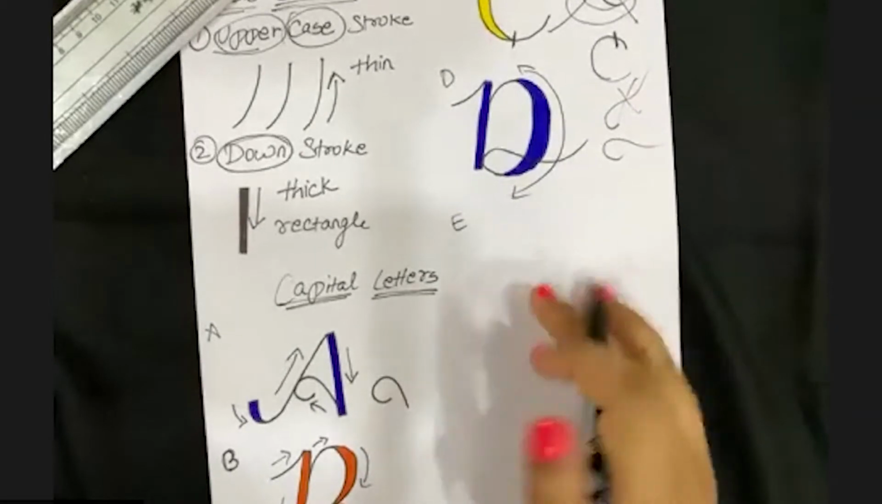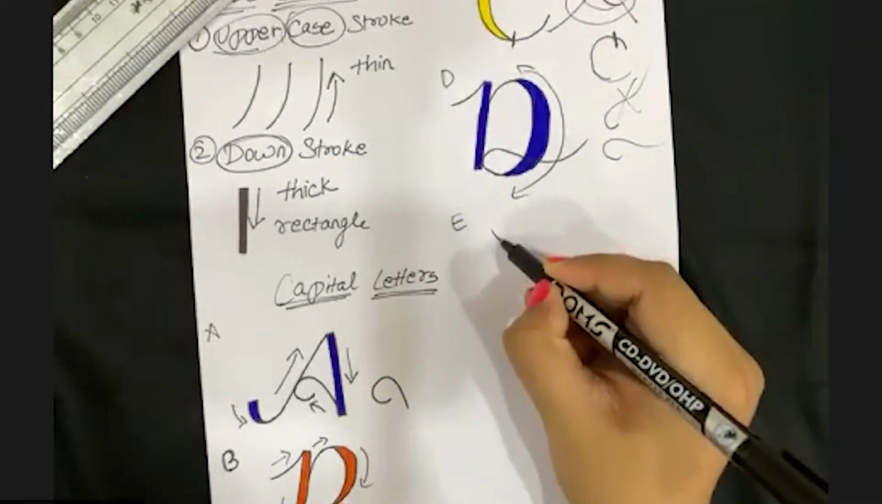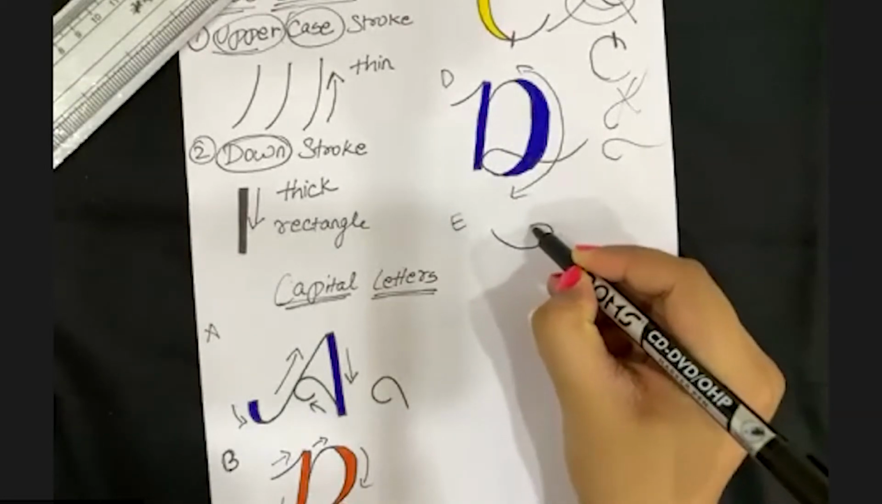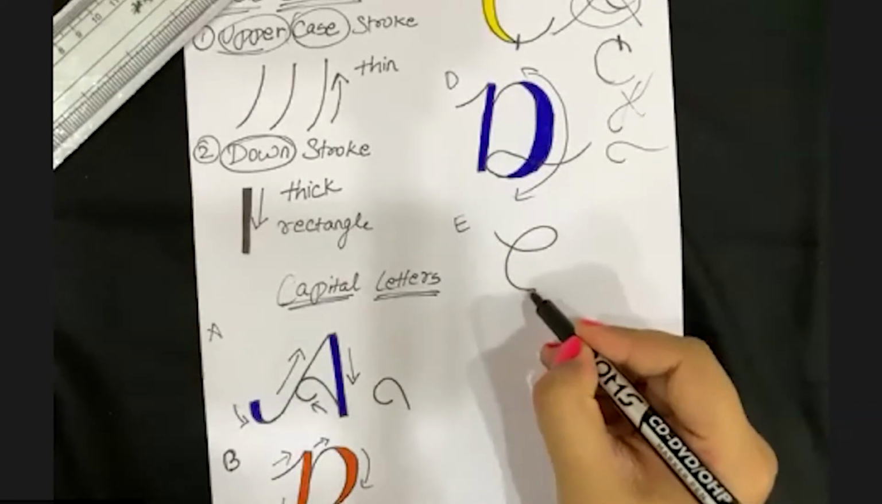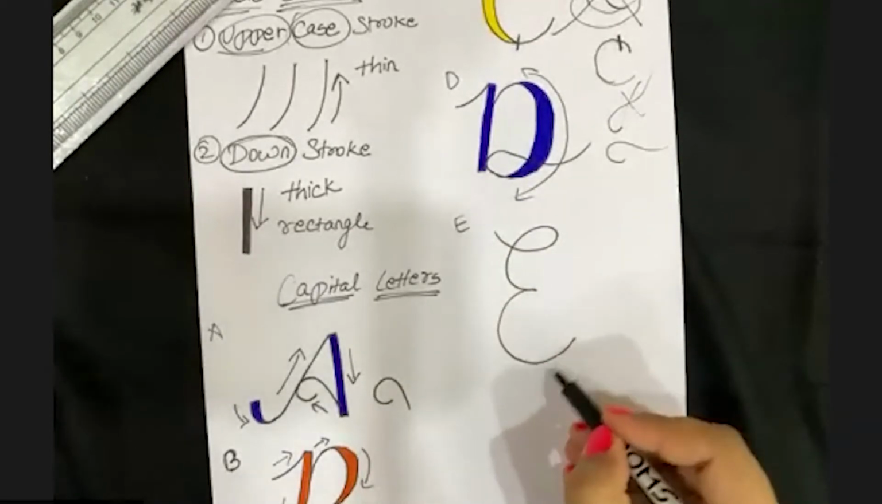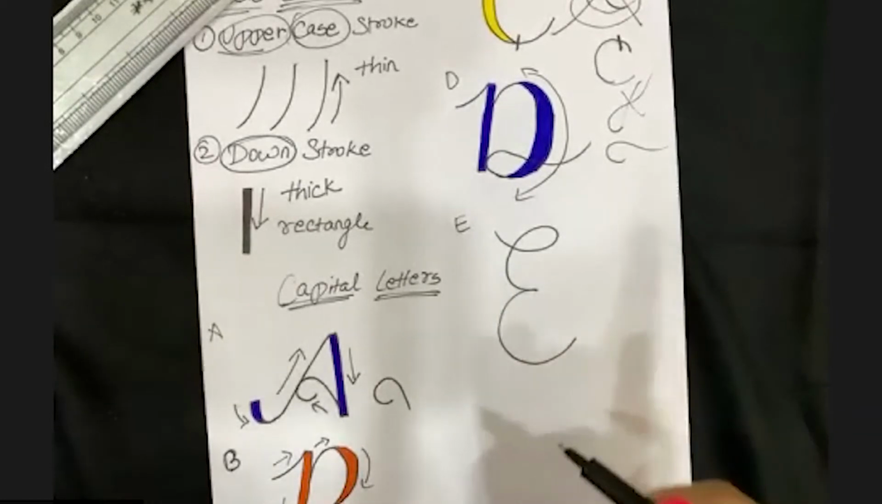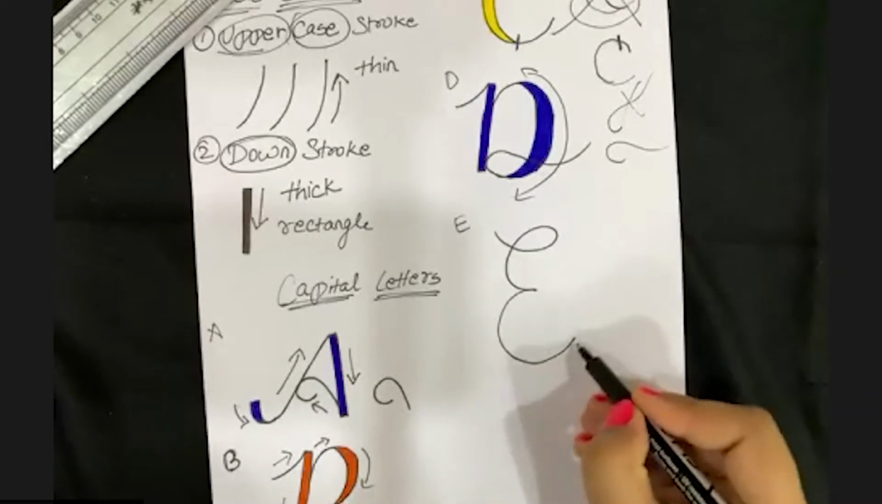Come on everybody, look here. For the capital E, I'm going to start with my upstroke, again the downstroke. Look, I added this curve, again one more downstroke, and I'm ending this with the upstroke. This is the most important thing: you have to end this letter with this upstroke.